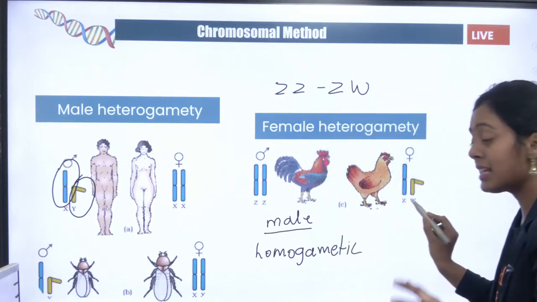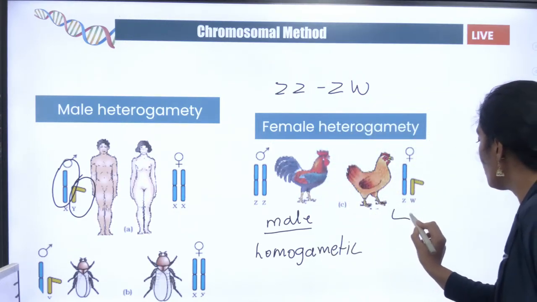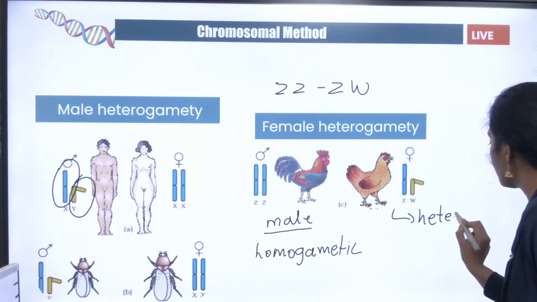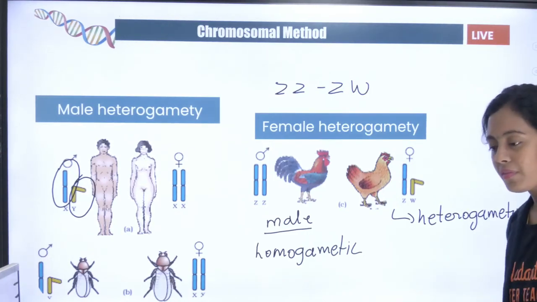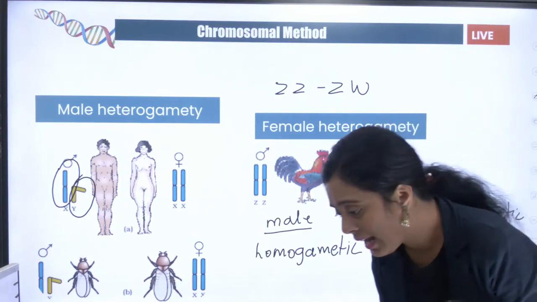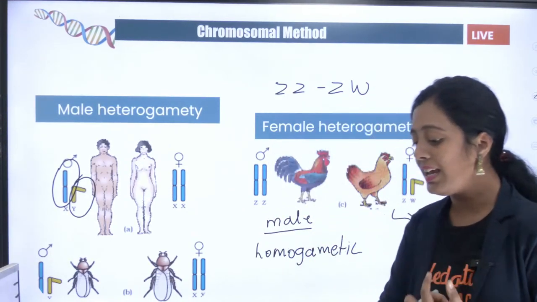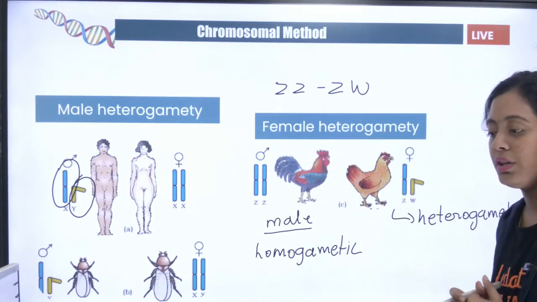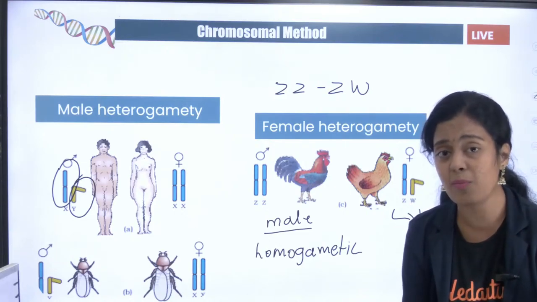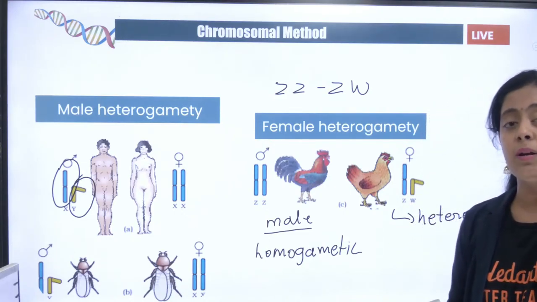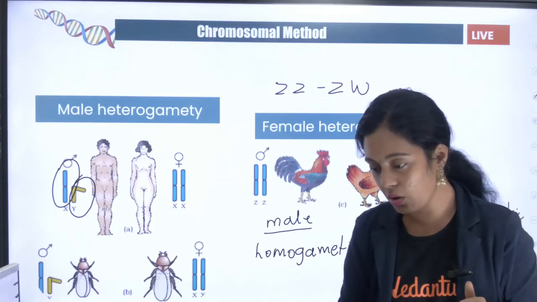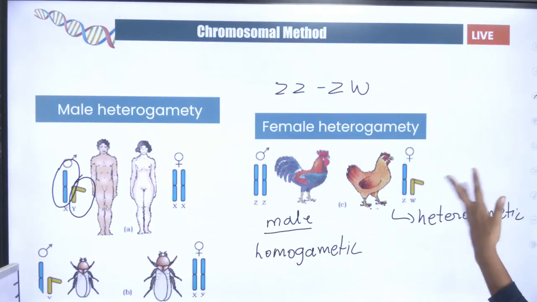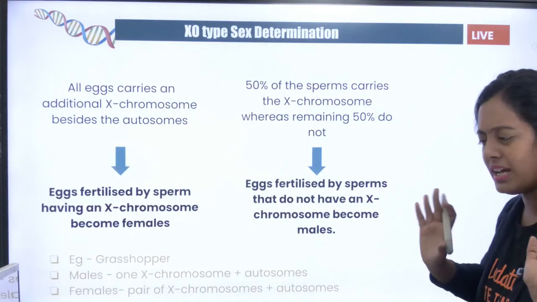In this case, the females produce two kinds of gametes, which is called heterogametic. Yes, male is homogametic, very good. That is your ZZ-ZW type. Examples are very, very important. ZZ-ZW type is in birds. XX-XY type is in human beings. Understand this very clearly. It is very easy. After reading it once or twice, it becomes clear.